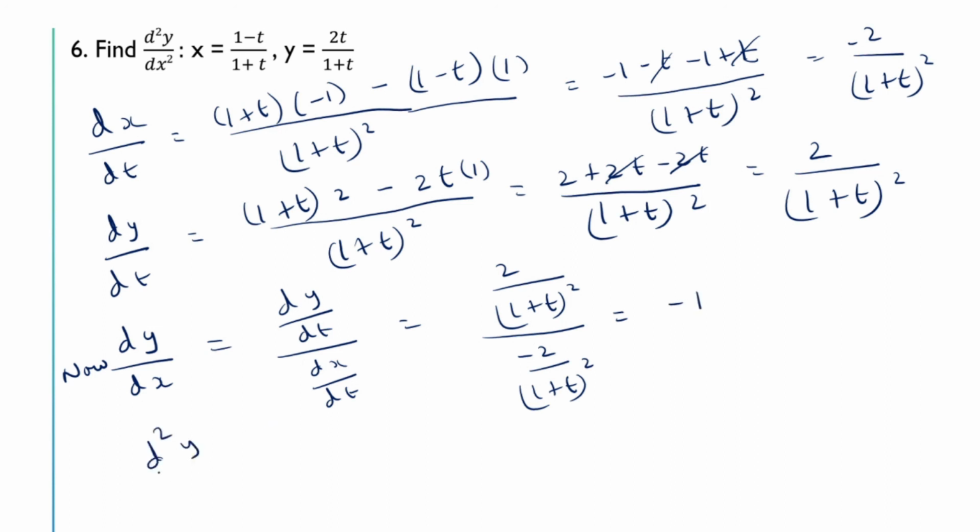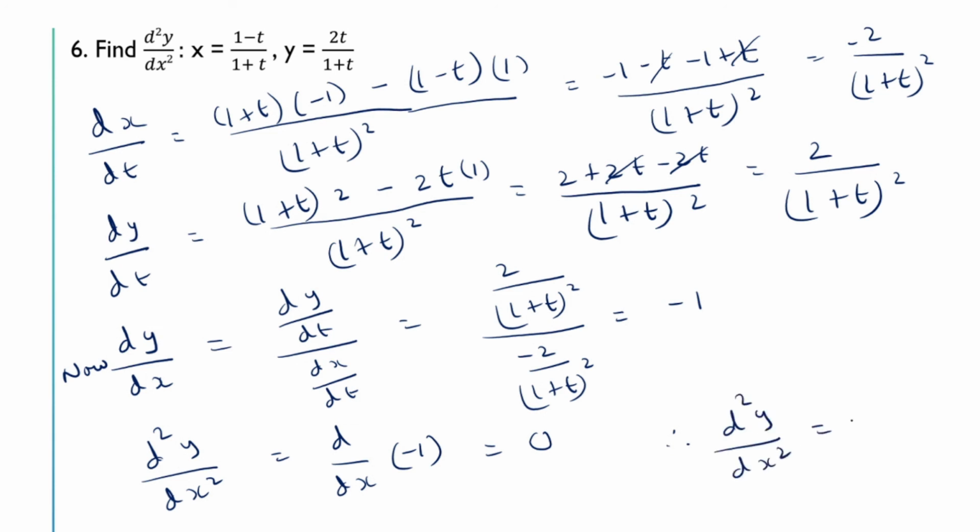Now d square y by dx square is the derivative of dy by dx, that is derivative of minus 1. So this is equal to d by dx of minus 1. Since it is a constant function, it is equal to 0. Since we do not have the presence of the parameter t, we can find the second derivative from dy by dx directly. Therefore, d square y by dx square is equal to 0.